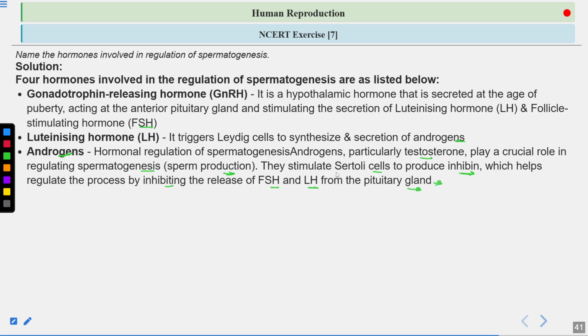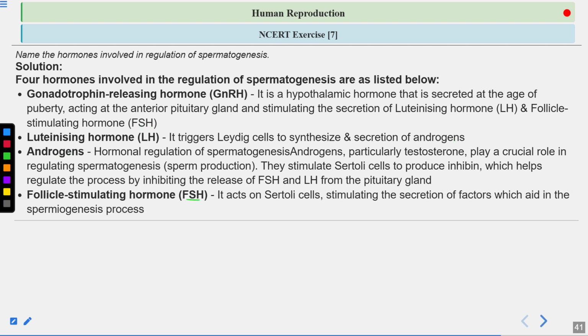When enough sperms are produced, what do these androgens do? They will stimulate Sertoli cells to produce inhibin hormone. That will stop the secretion of FSH and LH. So they will stop spermatogenesis. But initially they will promote spermatogenesis.